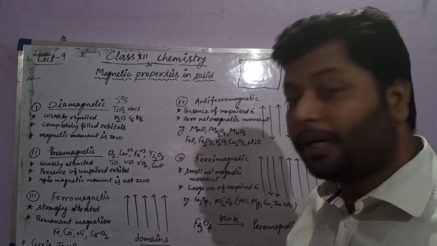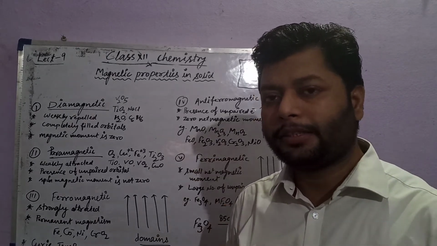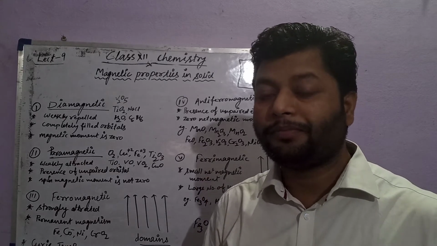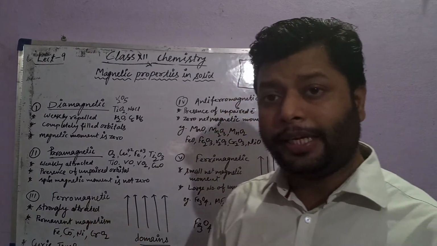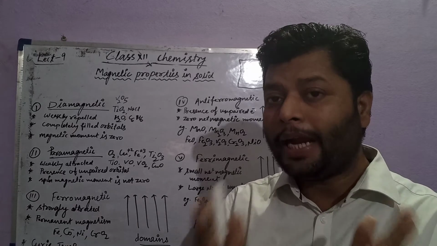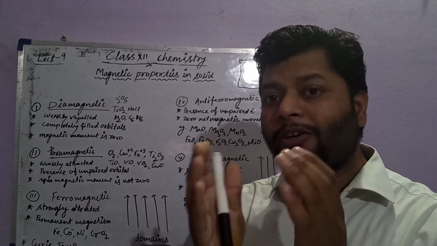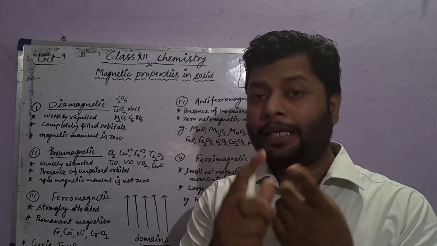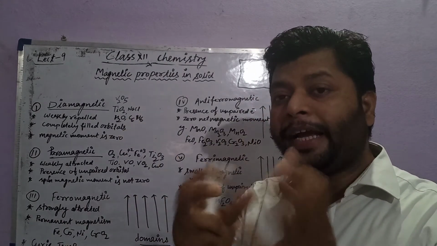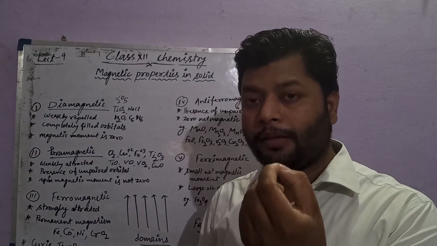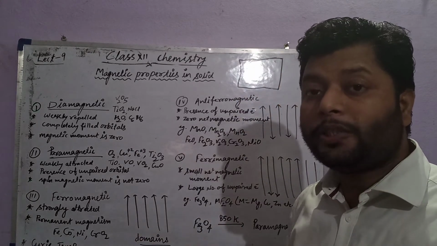For that we have to learn the word domains. Domains are tiny magnets. Students, in the solid state, a metallic crystal or metallic lattice has metallic positive spheres which group together at a particular region and behave as a tiny magnet. They are said to be domains.